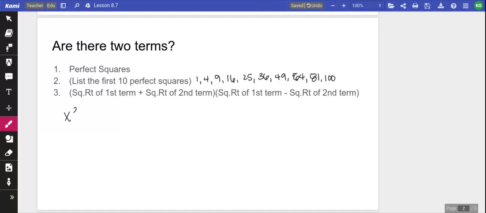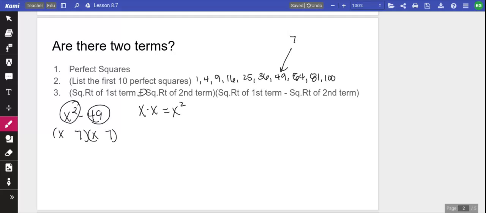So when we have this binomial, we're going to set up our two parentheses, and we're going to do the square root of the first term. And how you get x squared is by doing x times x. And the square root of the second term, which is 7. And the first one gets a plus, and the second one gets a minus. That's going to make our middle terms cancel out.